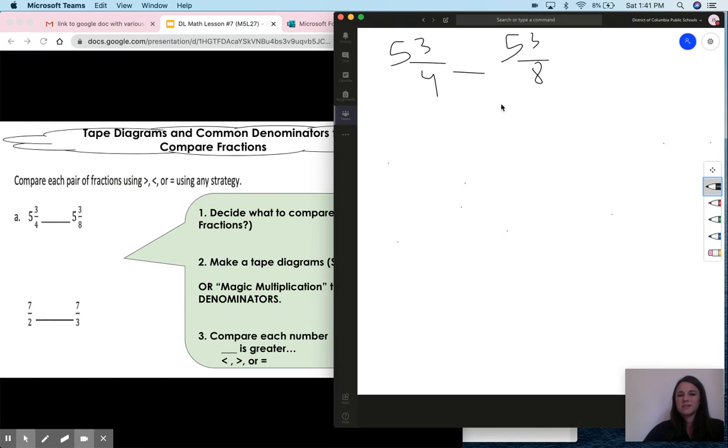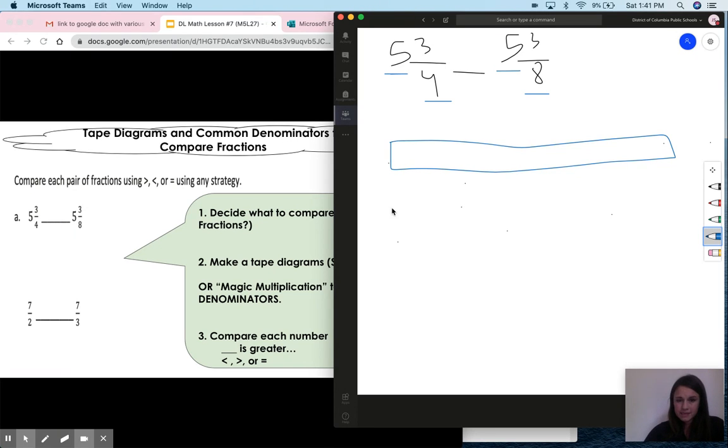Step 1 says decide what to compare. Luckily, the whole numbers are the same, 5 and 5. So we can move straight onto the fractions. Which one's bigger, 3/4 or 3/8? You know that from the application problem already, but let me show you how you use this without a number line. I can make a tape diagram. We love tape diagrams.